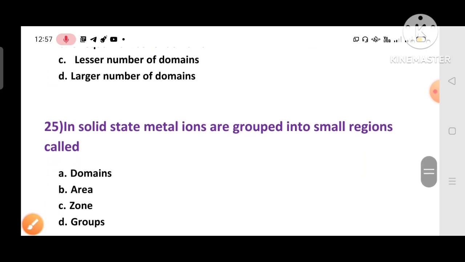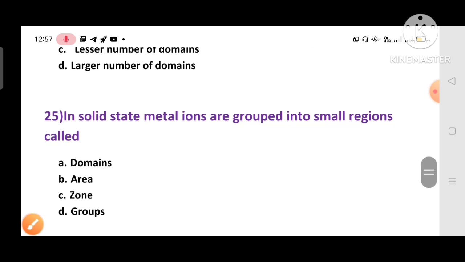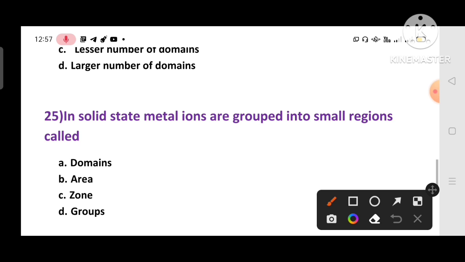Next question. In solid state, metal ions are grouped into small regions called option A, domains. Option B, area. Option C, zone. Option D, groups. And the right answer is option A, domains.